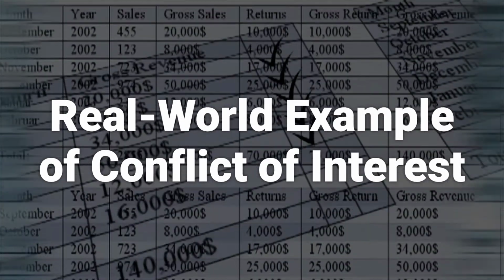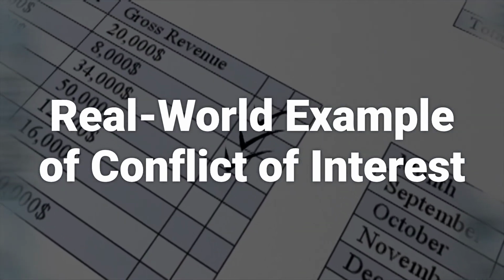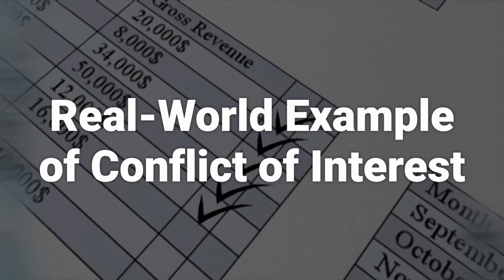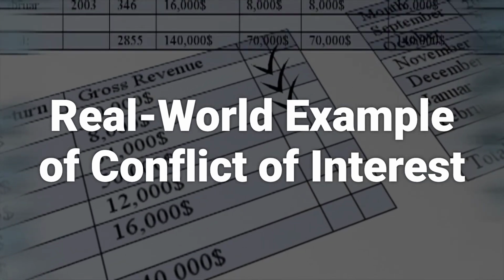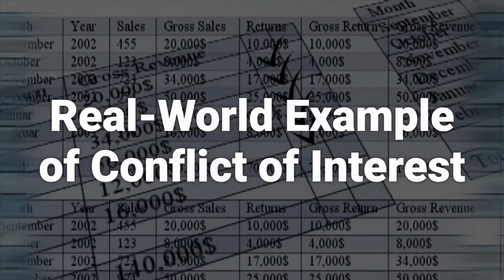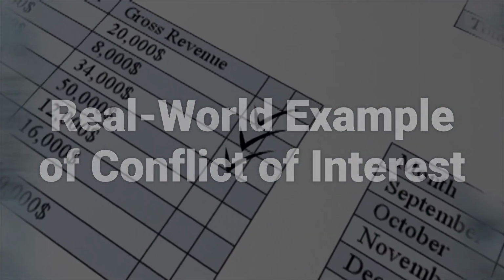The Enron scandal is a real-world example of a conflict of interest, where executives engaged in illegal activities to hide the company's losses, leading to bankruptcy. This led to legal consequences for the executives involved. This shows how conflicts of interest can have serious repercussions.